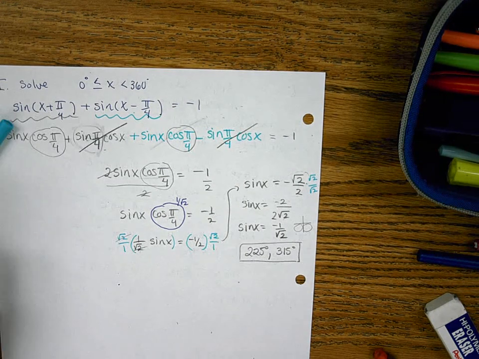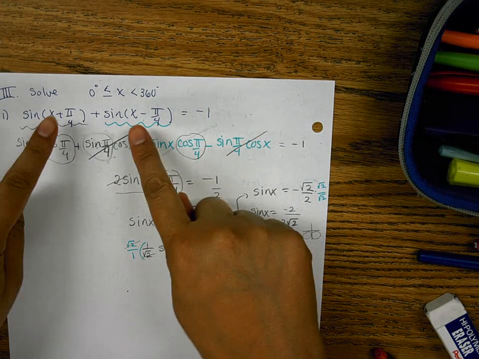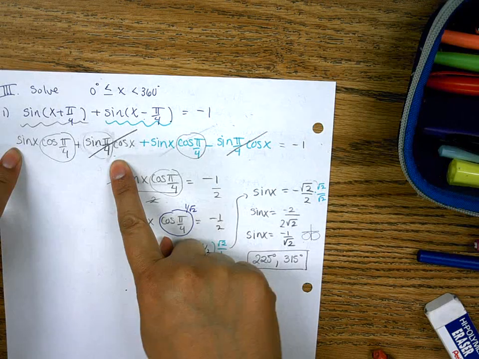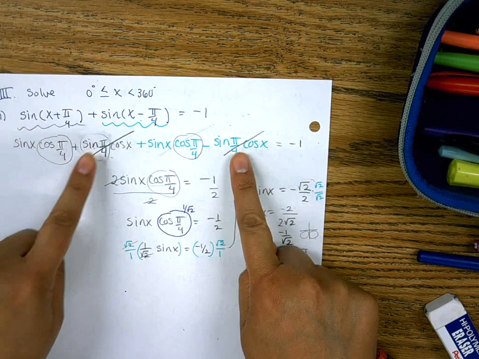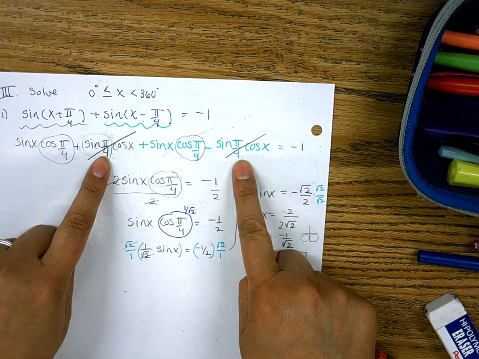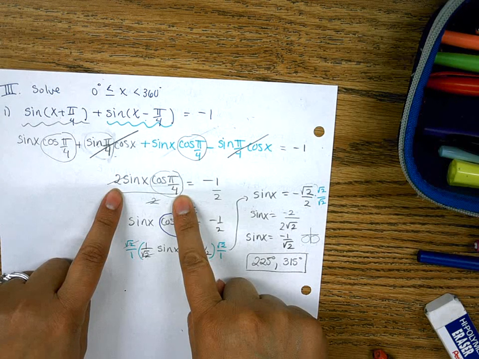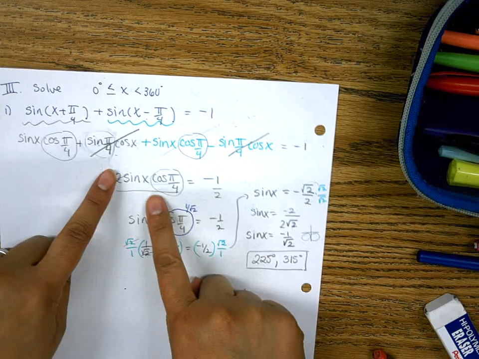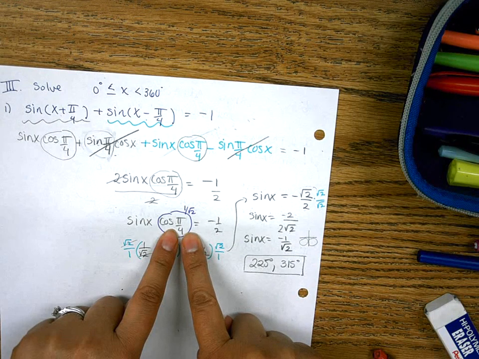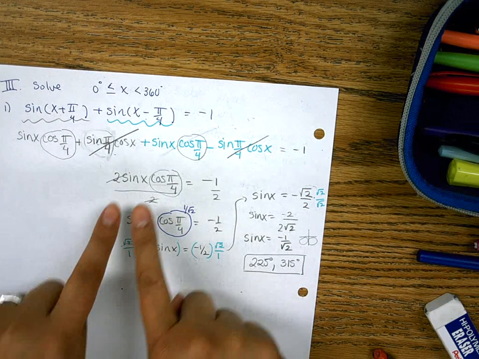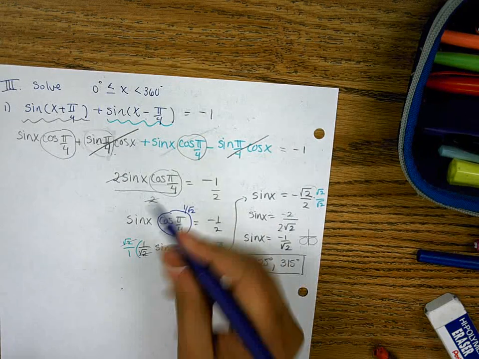Okay, so a quick run through. We expanded each one. This one is here. The blue one is there. These two like terms crossed each other out because they're opposites. These two like terms added up to 2. Sine x cosine pi over 4. Divided the 2 over. The 2 is now gone. Cosine of pi over 4 is 1 over root 2, which I brought to the front.